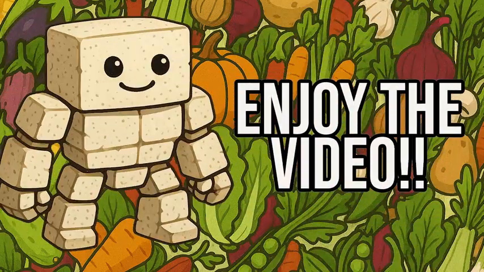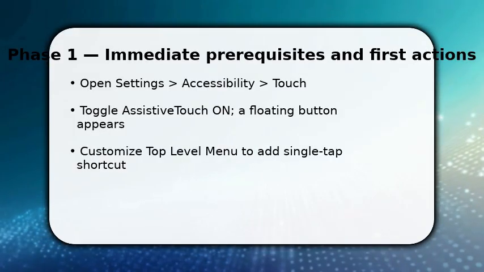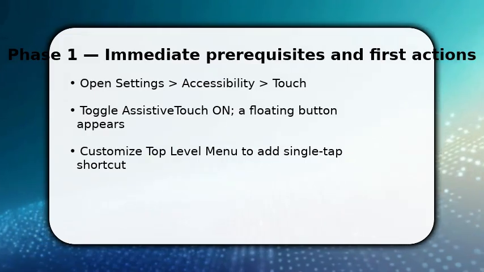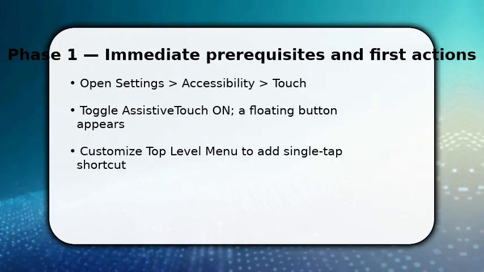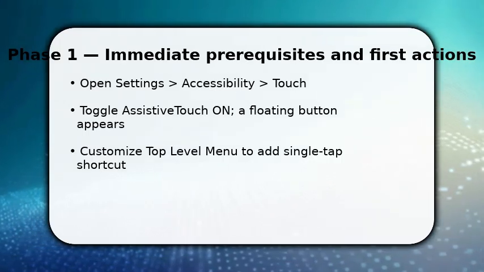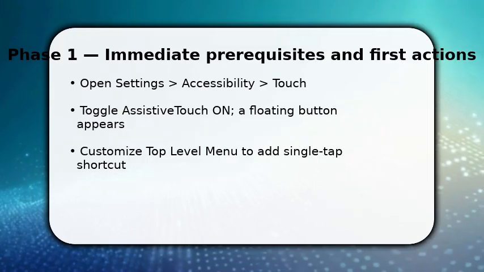Please enjoy the video. You start by enabling Assistive Touch because iPhone lacks a physical touch button. This creates a virtual button you can place anywhere. Open Settings, go to Accessibility, tap Touch, then flip Assistive Touch on.